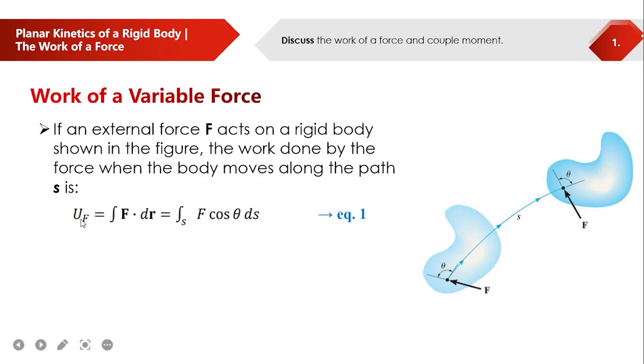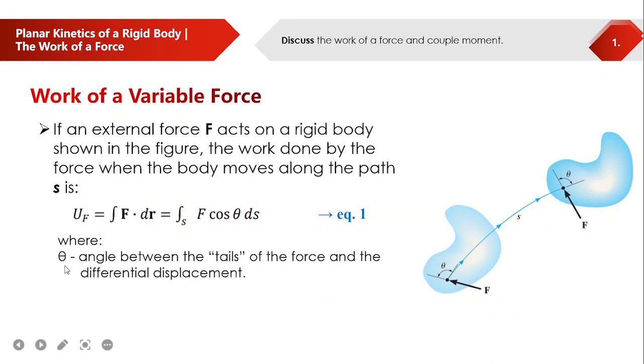So, U sub F will be equal to the integral of F dot dr, the dot product of F and dr, which is equal to the integral of F cosine theta ds. Okay? So, ito yung gagamitin mong formula kung yung force mo is variable. So, when we're talking about variable again, it will be involving integration. So, ito yung formula natin to solve for our work sa variable force.